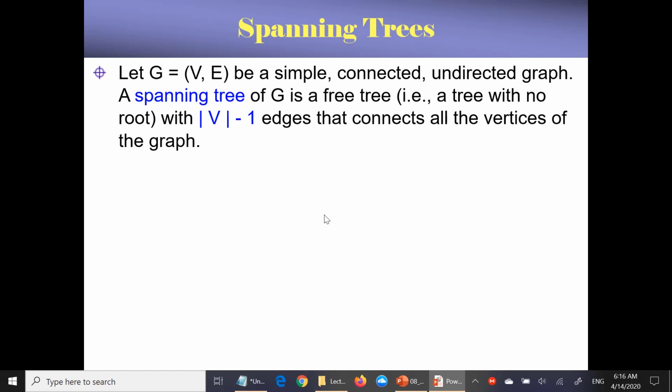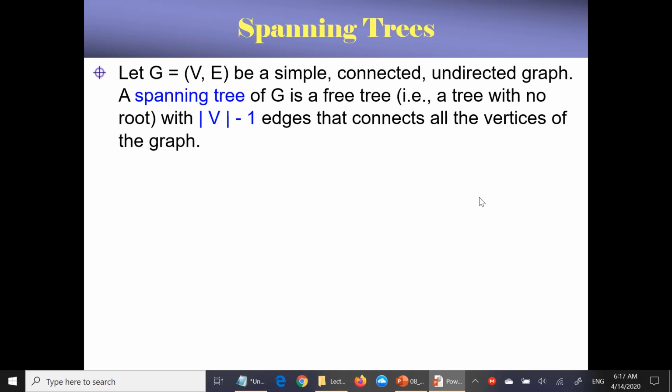So for example, if you have 2 vertices, then we only need 1 edge to connect them. If you have 3 vertices, we only need 2 edges to connect them, and so on. This is the idea. So in a spanning tree, we try to make the number of edges as small as possible, and the smallest we can have is the number of vertices minus 1.